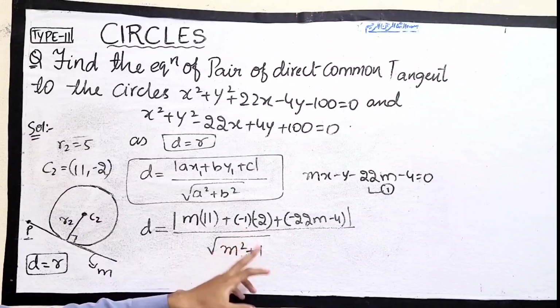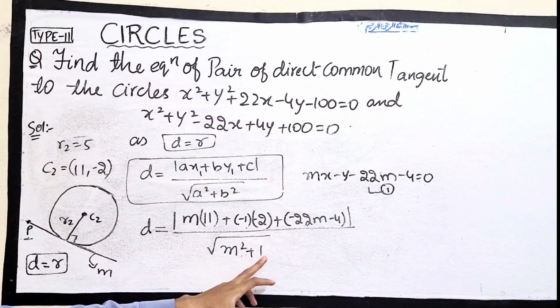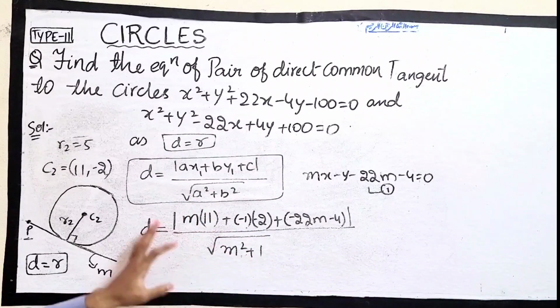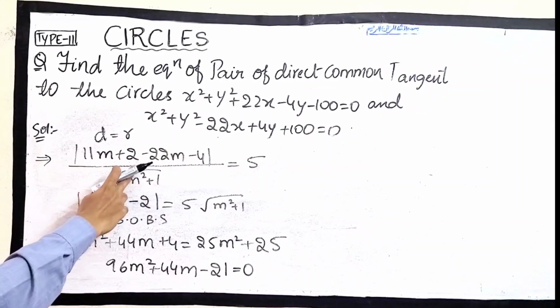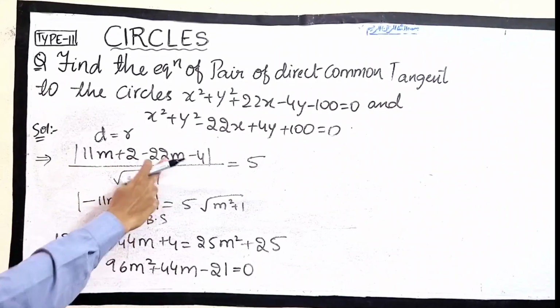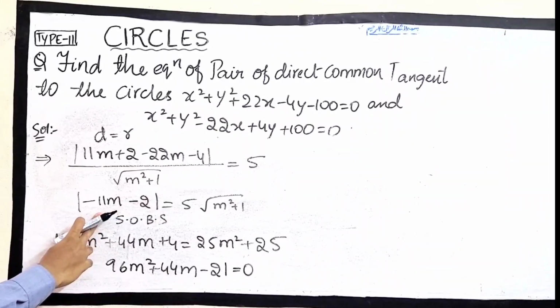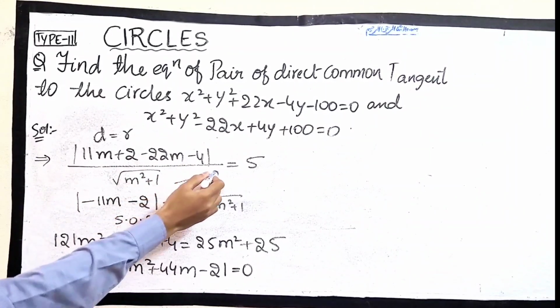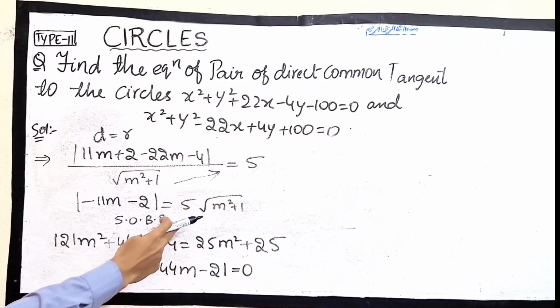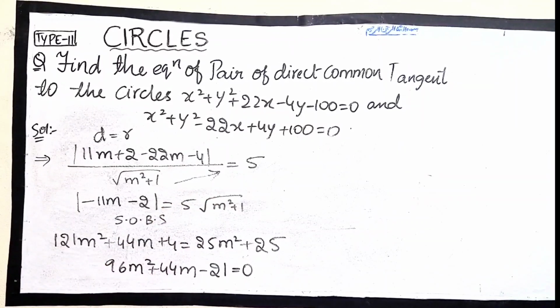Just square it. Minus 1 will be plus 1 because we are squaring it, and m will be m square. As the distance is equal to r, after simplification we will get 11m plus 2 minus 22m minus 4. So 11m minus 22m is minus 11m and plus 2 minus 4 is minus 2, and just send the denominator to the other side, which will be multiplying with 5 into under root of m square plus 1. Then do squaring on both sides. What we have to do?